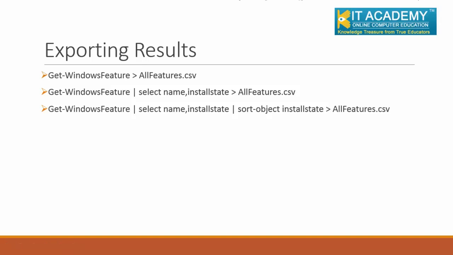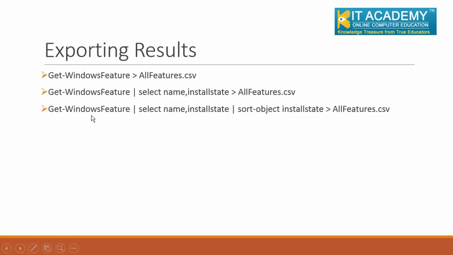All columns and all records go to this file. If you like to export only information of specific columns, then you can say Get-WindowsFeature, pipe sign, Select, which is a keyword, Name, InstallState. So you are now selecting only the feature name and then the feature install state, and that needs to be redirected to a CSV file. This is possible.